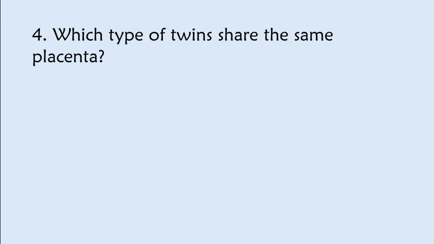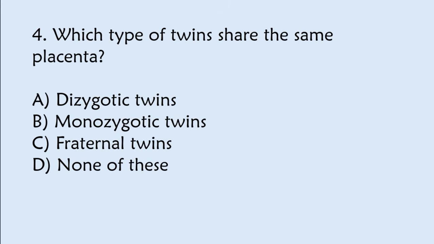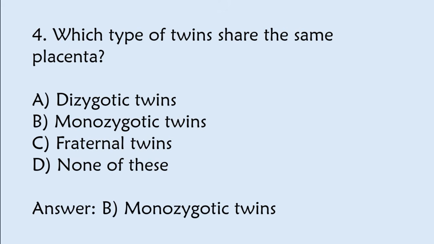Which type of twins share the same placenta? Dizygotic twins, monozygotic, fraternal, none of these. Correct answer is option B, monozygotic twins.